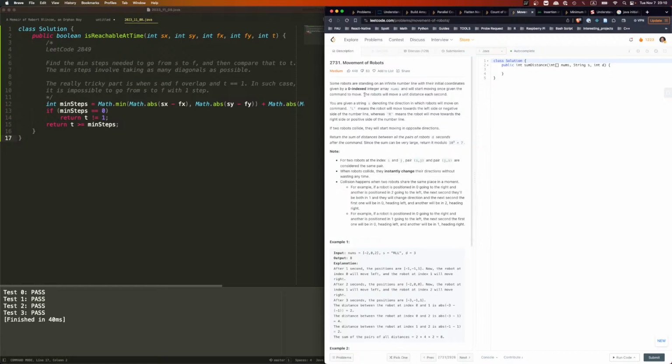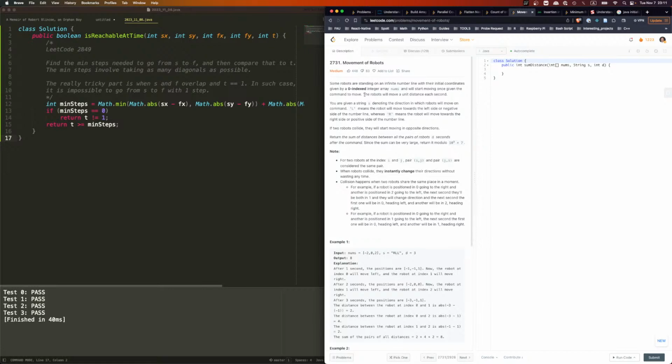If two robots collide, they will start moving in opposite directions. Return the sum of distances between all the pairs of robots d seconds after the command. Since the sum can be large, we're going to modulo it. For two robots at i and j, pair i and j and pair j and i are considered the same pair. When robots collide, they instantly change direction without wasting any time. Collision happens when two robots share the same place in a moment.